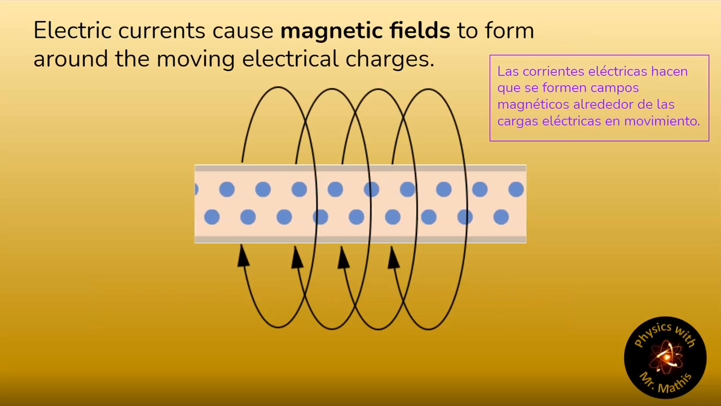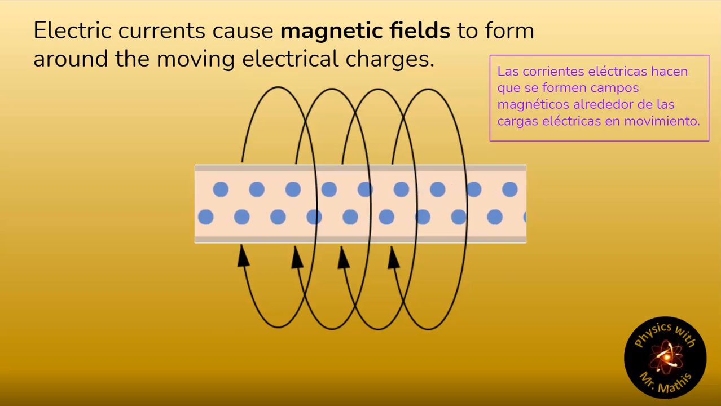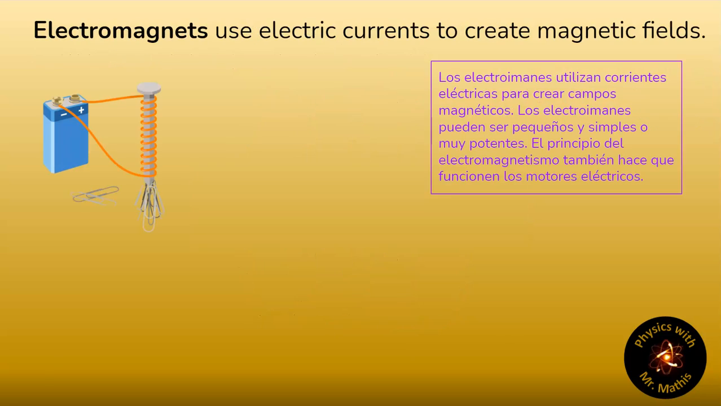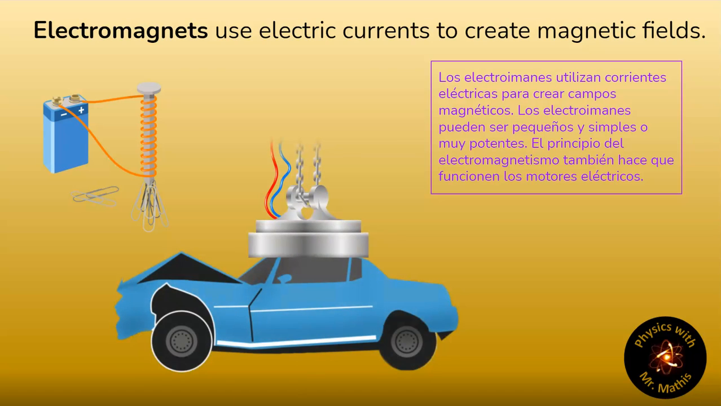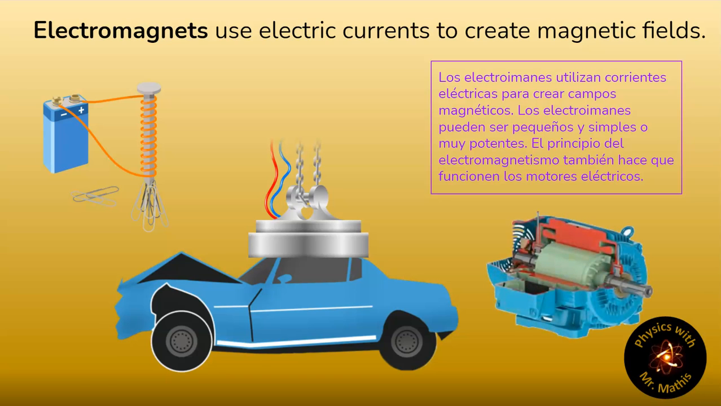Electric currents cause magnetic fields to form around the moving electrical charges. Electromagnets are a practical use of electrical currents creating magnetic fields. An electromagnet can be very simple, like a wire wrapped around a nail and attached to a battery, or it can be very large and powerful, like the giant magnets that are used to move scrap metal around. Electromagnets are the fundamental principle that makes electric motors work.